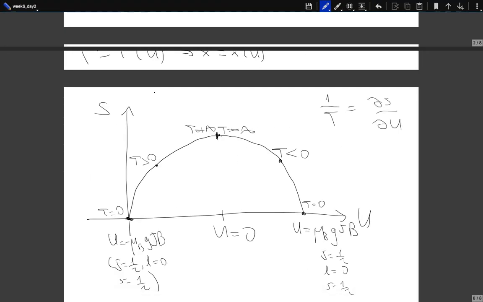So let's just end here. That's all I would like to discuss about these magnetic systems. Next week we will be starting the grand canonical ensemble, where we also allow the number of particles to change, not just the energy. Any questions?